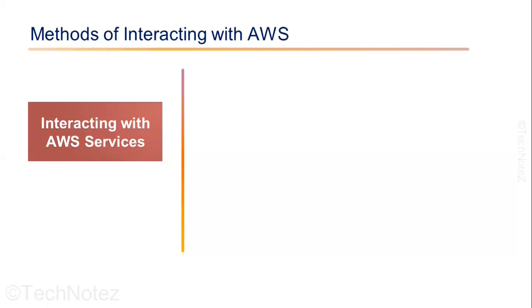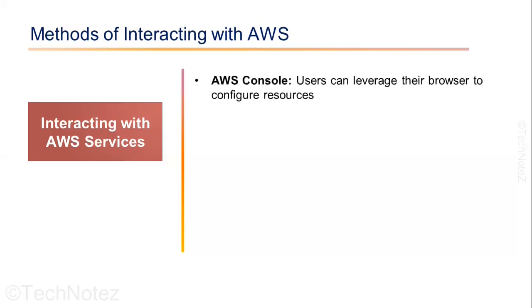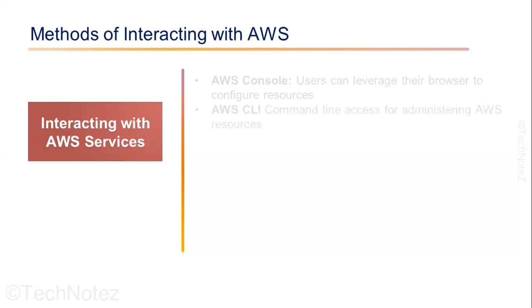Let's talk about how we can interact with the AWS platform to access the services. There are different approaches to interact with the AWS platform and to access AWS-hosted applications. AWS Management Console. This is a web-based interface that allows you to access and manage AWS services using a web browser. AWS Command Line Interface. This is a command line tool that allows you to interact with AWS services using commands. It can be installed on your local machine and configured with your AWS credentials.